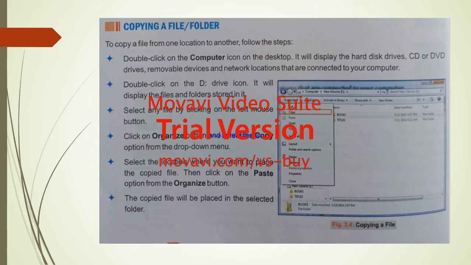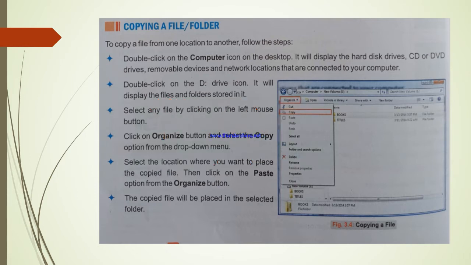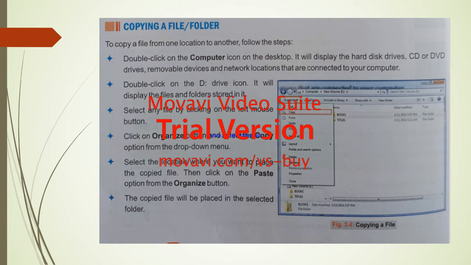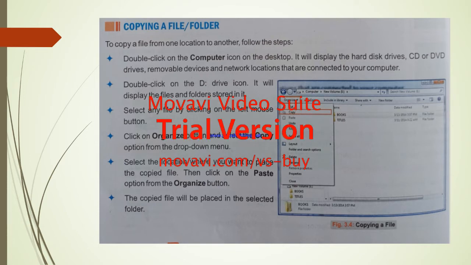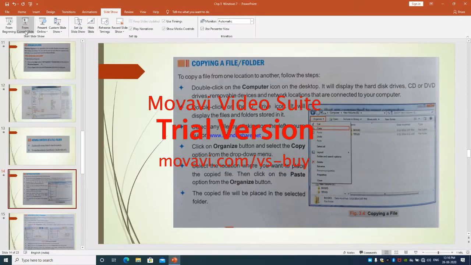Select any file by clicking on the left mouse button. Click on Organize button and select the copy option from the drop down menu. Select the location where you want to place the copied file. Then click on the paste option from the Organize button. The copied file will be placed in the selected folder. Okay, let's do this step.